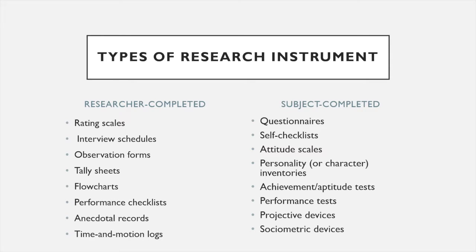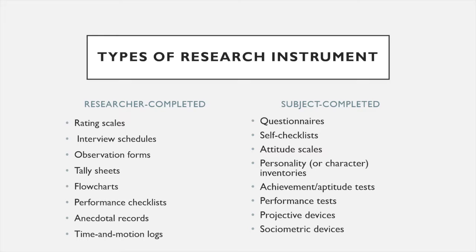So these are the types of research instruments. They are divided into two: researcher completed and subject completed. Under researcher completed are rating scales, interview schedules, observation forms, tally sheets, flowcharts, performance checklists, anecdotal records, time and motion logs. While under subject completed are the questionnaires, self-checklists, attitude scales, personality inventories, achievement or aptitude tests, performance tests, projective devices, and sociometric devices.